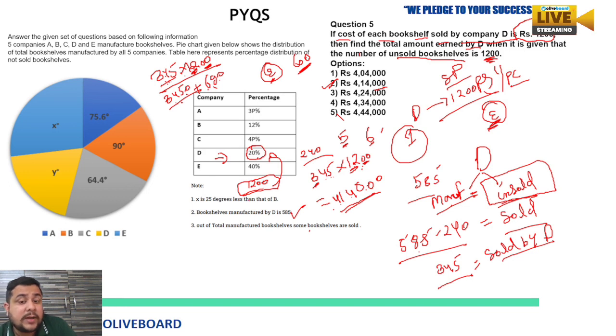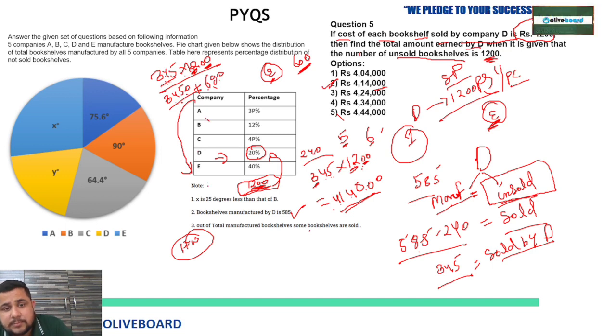I'm asking you one more question. This is homework for you all, and I would be expecting the answer in the comment box. If the total number of unsold books is 1200, find out the average number of unsold books by each company. Clear? It's the easiest question I am asking. How much time you will take depends on your common sense and how you approach the question, because this one is the easiest.